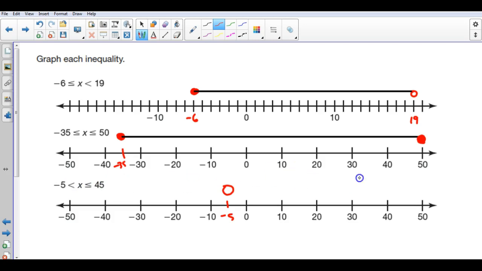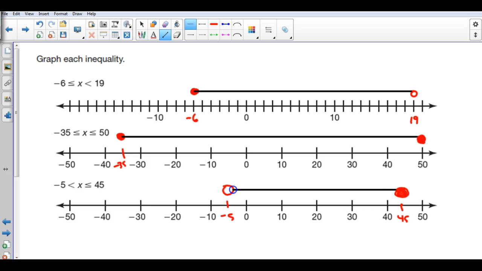and I'm going to go all the way over to where 45 is. Now notice, this is less than or equal to 45. So I'm going to go to where 45 is. I'm going to put a big dot here, put my 45, and then I'm going to connect my 2 dots, which indicates that x is really anything between these and including 45, but not including -5.